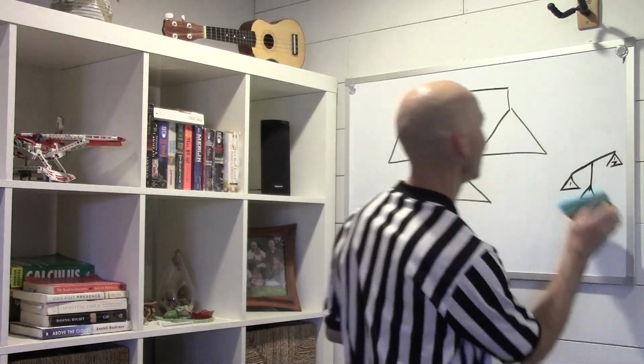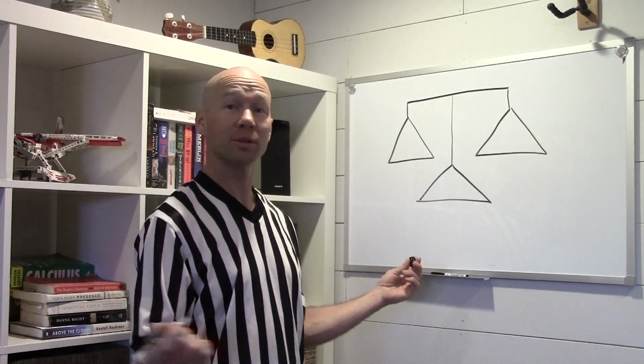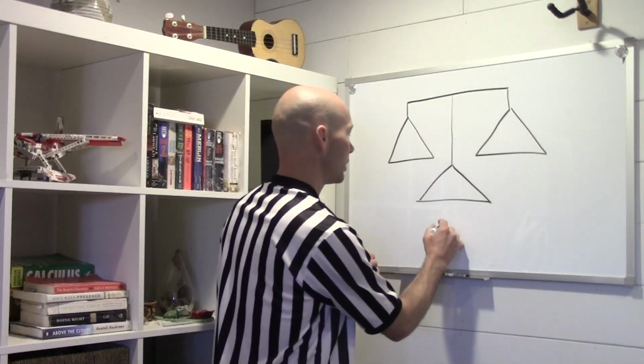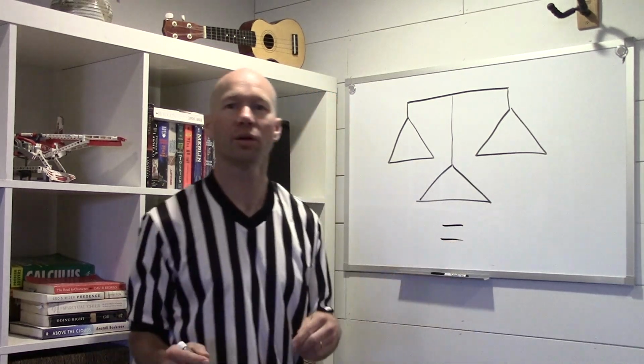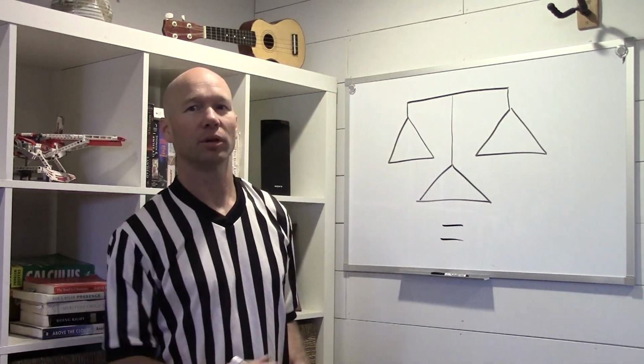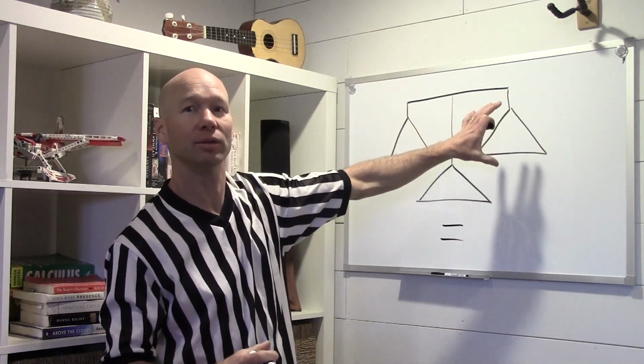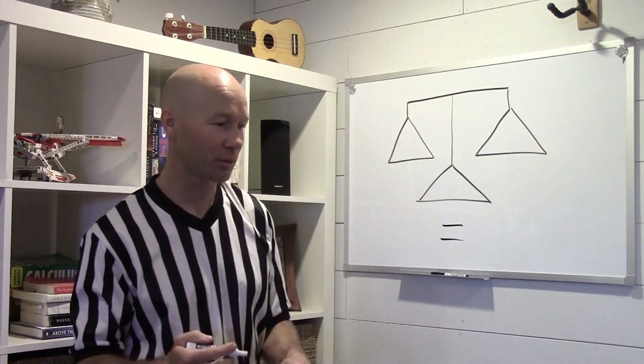That means the left side and the right side are equal. And the way we describe something as balanced in math, algebraically, we use the equal symbol. This shows that this side is equal, is the same value. The left side is the same value as the right side.